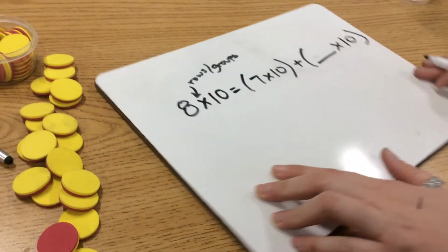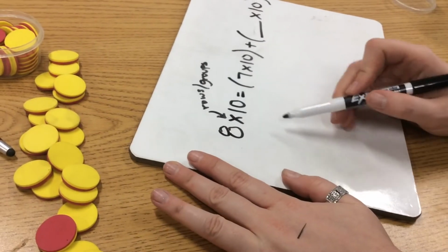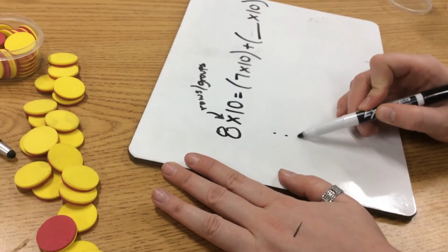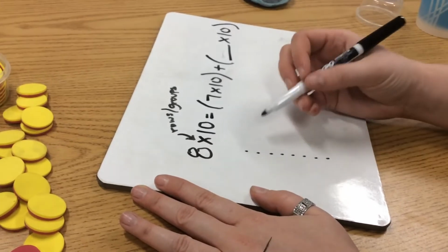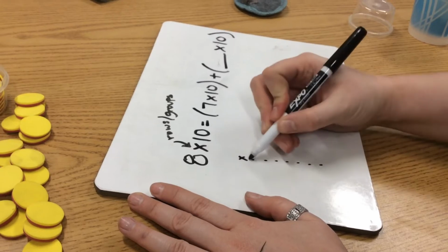Groups. 8 groups. So would you draw out... I would love to. Groups or 8 rows of 10? There's 8 rows. With, I'm going to do X's if that's okay. Sure. 8 rows of 10 in each.